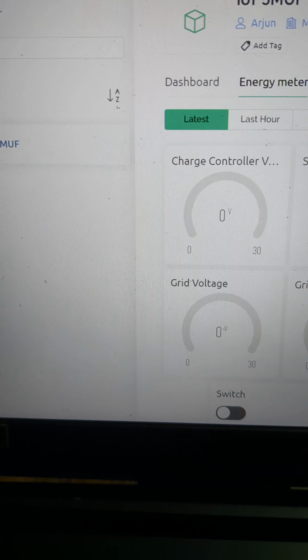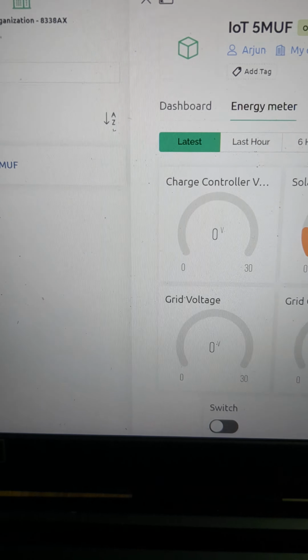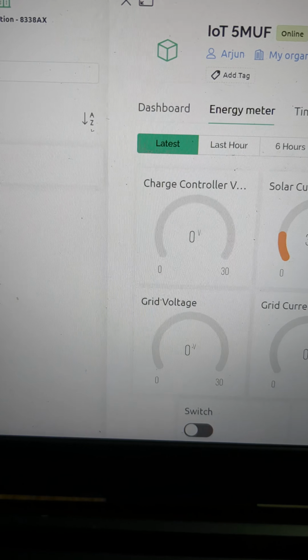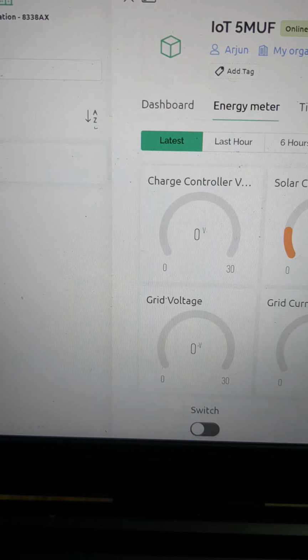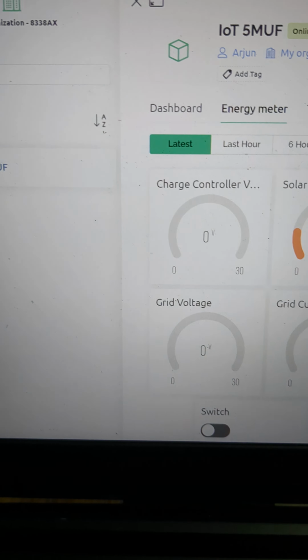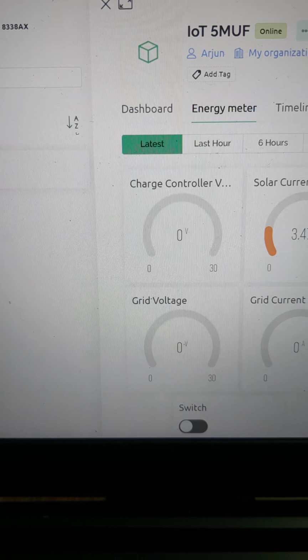Now here, since the charge controller voltage is taken as the primary source, in a case where both the voltages are above the threshold value, there will be no switching if the charge controller voltage is operating, since it is the primary source. And only if the charge controller voltage goes below threshold value will a switching be done.